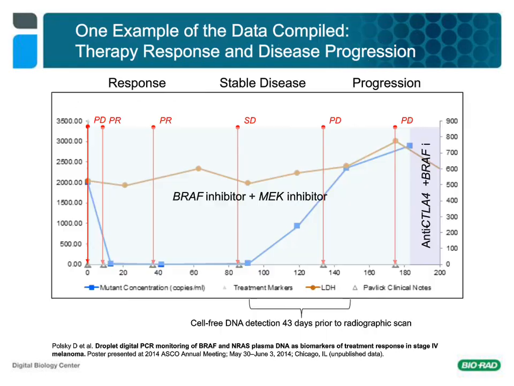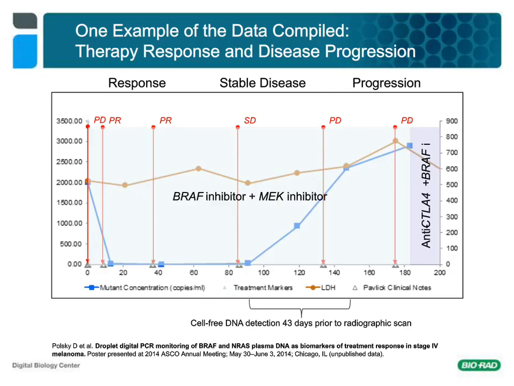This is an example of one patient from the study whose mutant BRAF levels tracked with progression of disease. Shown here is their response to BRAF and MEK inhibitor treatment, stable disease, SD, for a short time, and rising mutant DNA levels with disease progression. For this patient, rising cell-free DNA levels were detected 43 days prior to standard clinical detection, with a study average of 84 days prior to scans.